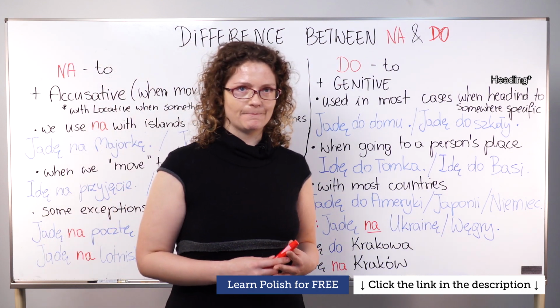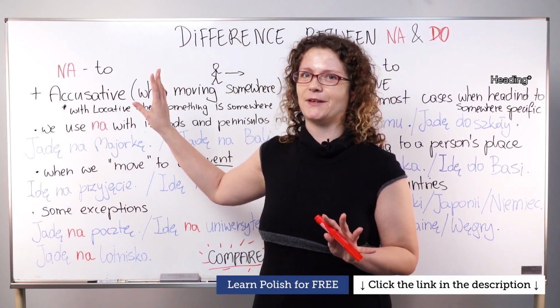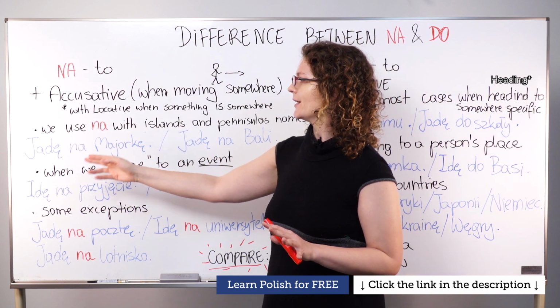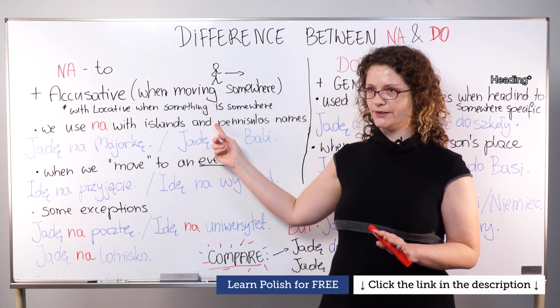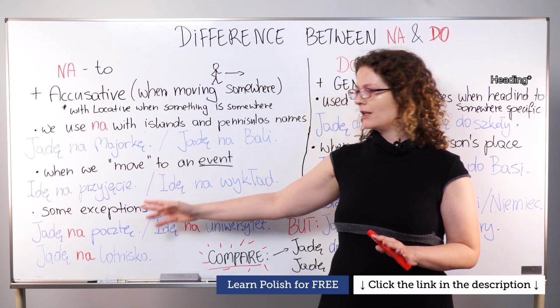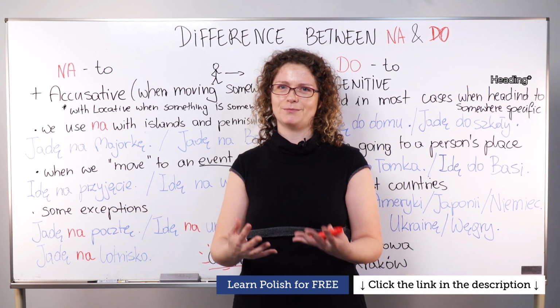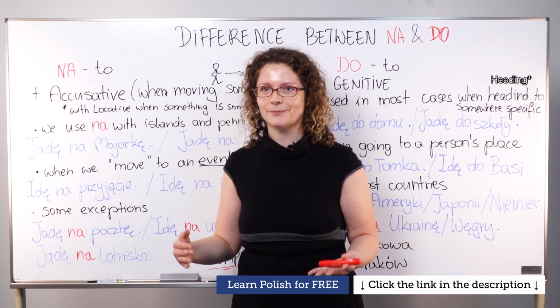So once again, we said that we use na in very specific cases. First, when we have an island or peninsula. Then when we have an event, when we move to an event. And then I said, well, there are those three exceptions I really want you to remember because you will meet them in your real life.